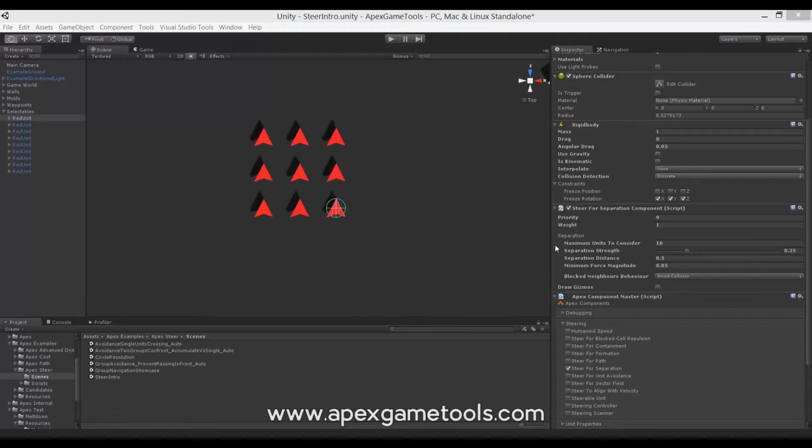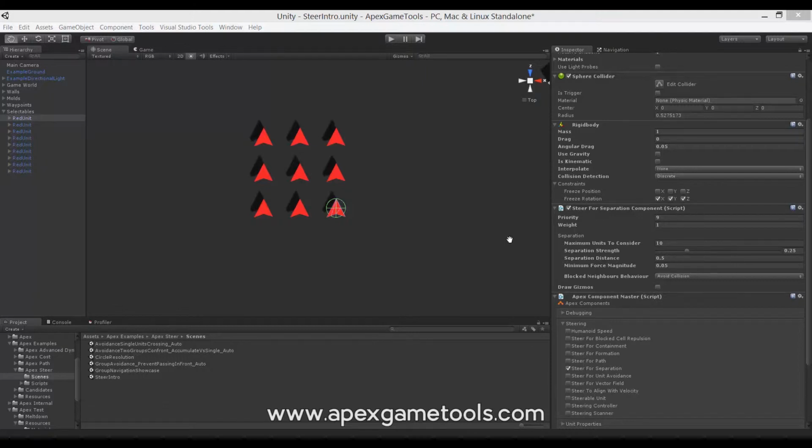The first option, maximum units to consider, controls how many other units the unit will be looking at when it needs to determine whether or not it needs to separate. Now this requires that the scanner has the option of sorting other units by distance enabled, because obviously if we limit ourselves to a certain number of units, we need to look at the 10 or so, or whatever setting is here, closest units.